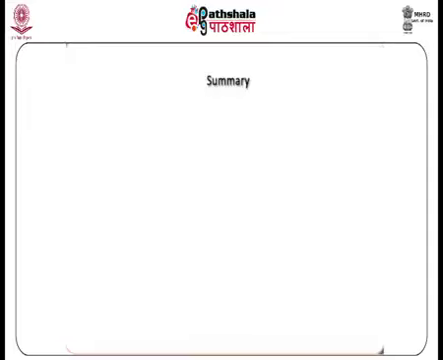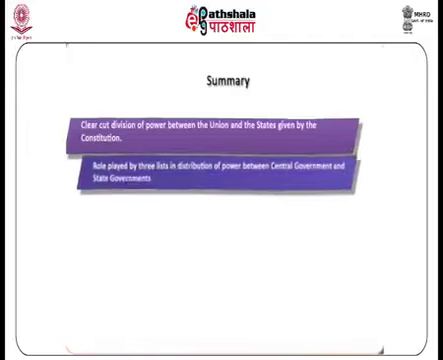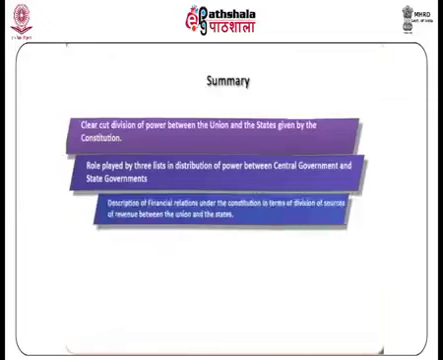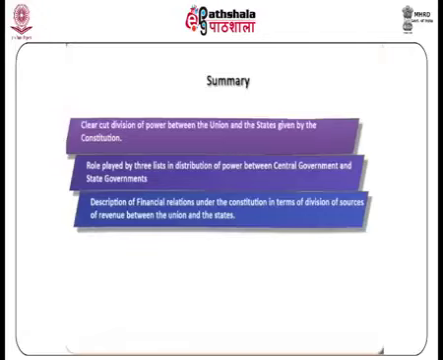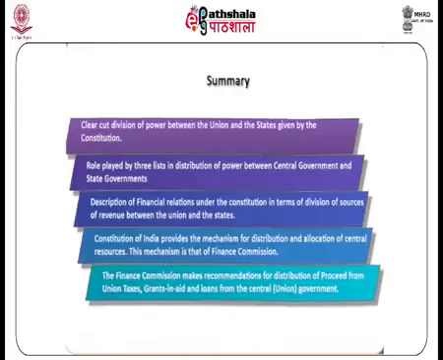Let us now summarize what we have learnt in this module. The Constitution of India provides a clear-cut division of power between the union and the states. Distribution of power between the central government and the state governments is determined by way of three lists: union list, state list, and concurrent list. Financial relations under the Constitution are described in terms of division of sources of revenue between the union and the states. The Constitution of India provides the mechanism for distribution and allocation of central resources. This mechanism is that of the Finance Commission. The Finance Commission makes recommendations for distribution of proceeds from union taxes, grants in aid, and loans from the central government.